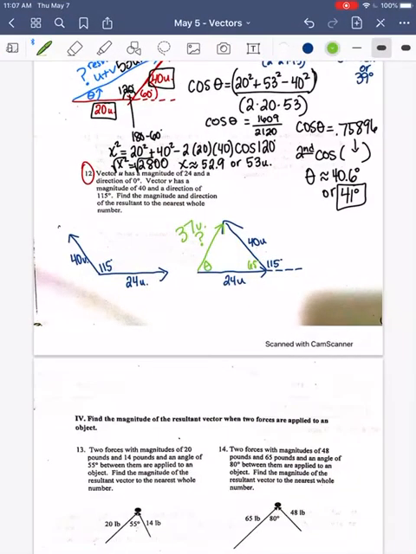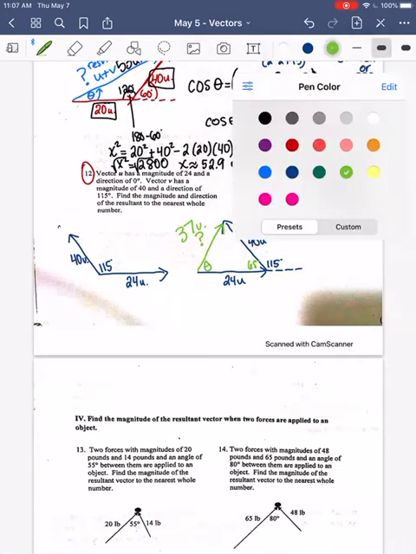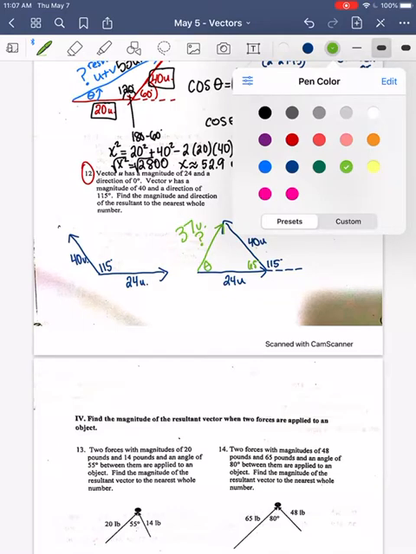Good morning. We are going to start by going over the homework question, and then I'm going to go into another type of word problem that we're going to be looking at. Okay, so with number 12, you should have gotten 37 for the magnitude. So I'm going to show you how. We need to do the law of cosines.